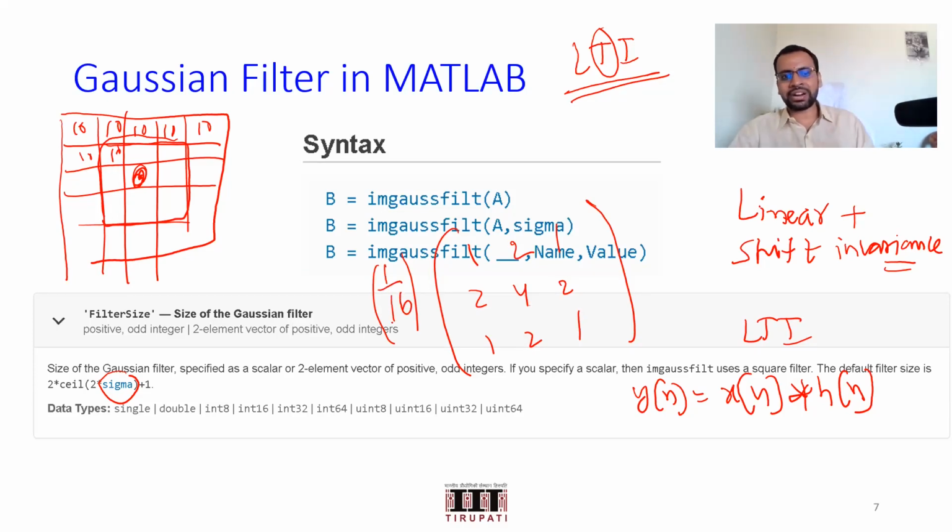Once I apply, I have a constant image. For example, I apply this Gaussian filter. What would be my output? Same intensity level, like every pixel, so it is the same.